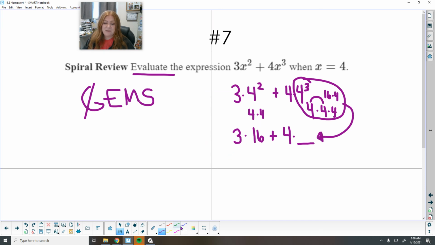Now, after we know that, we don't have any more exponents. So we'll multiply and we'll multiply. And then we're looking for adding and subtracting, and we'll add these two answers together.